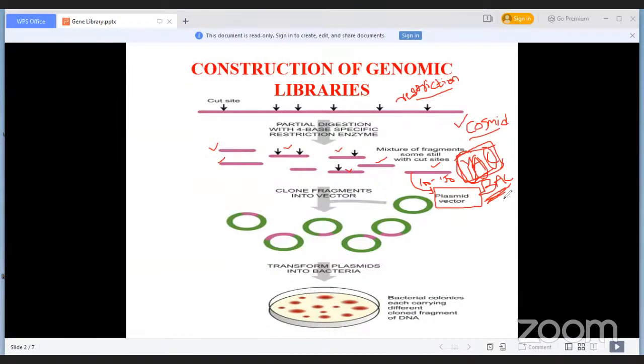Anyway, we cut into a number of fragments, for example 1, 2, 3, 4, 5, 6, 7, 8 fragments are there. For 8 fragments, we select 8 vectors and insert into each one. Now this is called rDNA, recombinant DNA.